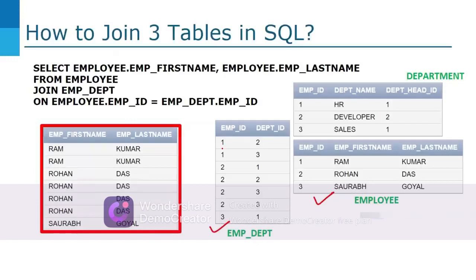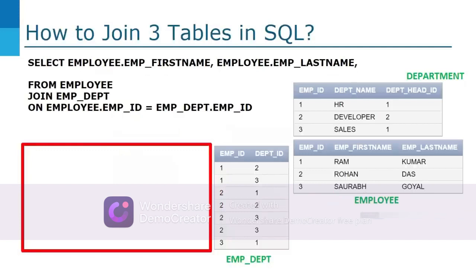So we are only displaying first name and last name, but with the employee department table. So 2 1s, 4 2s and 1 3. That is why this data is also getting repeated. So till now we have joined two tables. Let's see what is next.